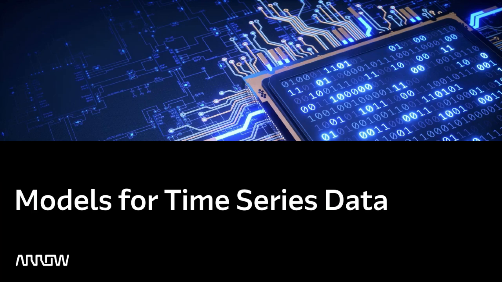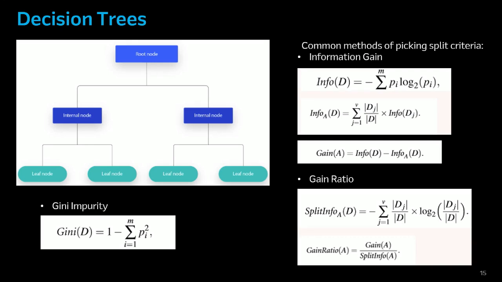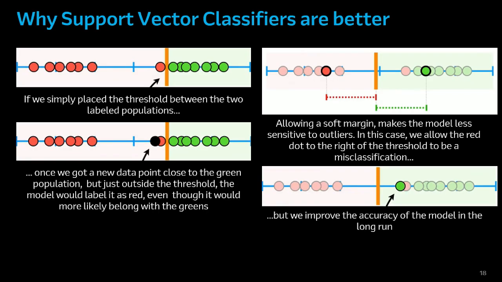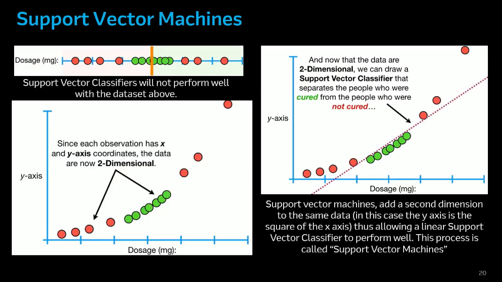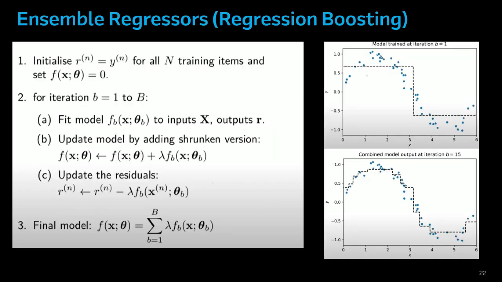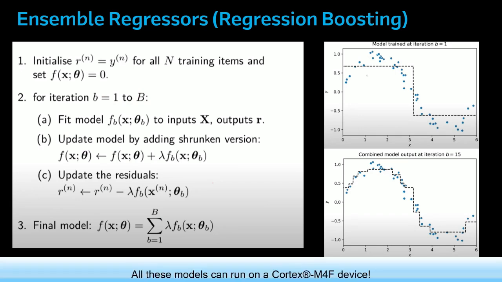The machine learning models used for time series data usually involve classical machine learning and types of models like decision trees, classifiers, support vector classifiers, and support vector machines, and things like ensemble regressors. All of these are very simple models that can run on small embedded devices, even M-core microcontrollers. And they are very well suited for machine learning applications on time series data because they're very lightweight, they can run very fast, and like I just said, they can run on very small devices when needed.